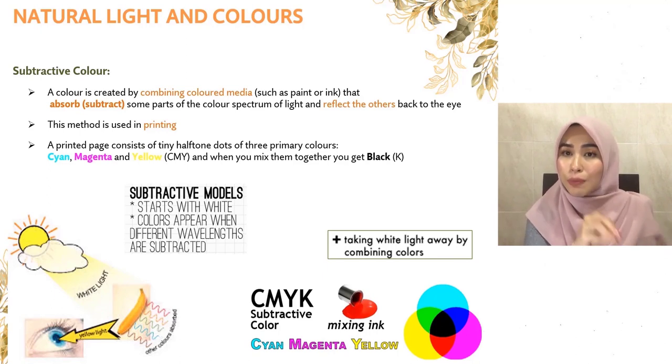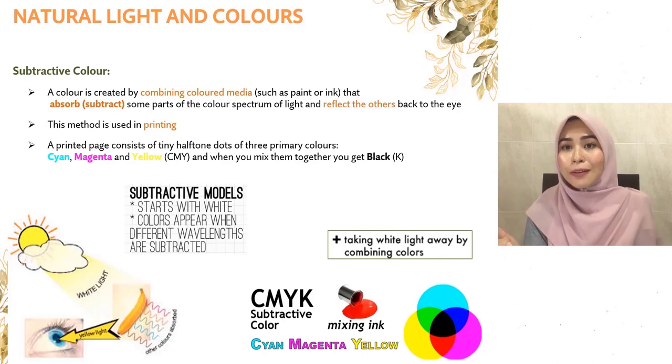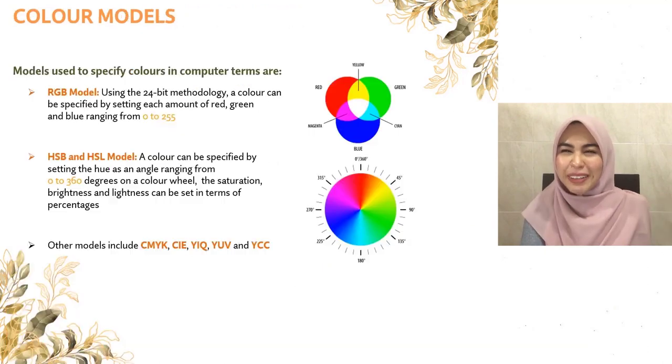So this method is used in printing. Any combination of cyan, magenta, and yellow will create colored media, colored printing. The black ink that we use in printing will help create darkness for the colors. Also, if you combine cyan, magenta, and yellow, you can also create a black color, although it's not super black. In order for you to get that really, really black, you need the darkness from the black ink. Without any ink, it's just white light, so that's why we see an empty paper. Get me? Right?